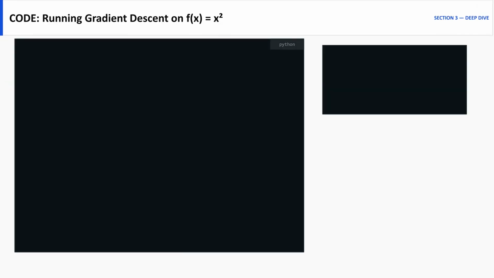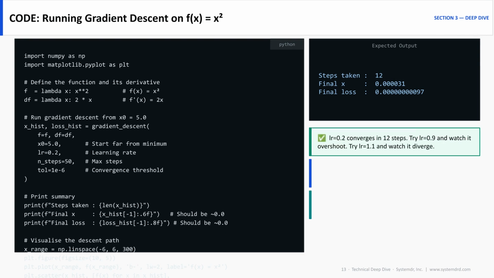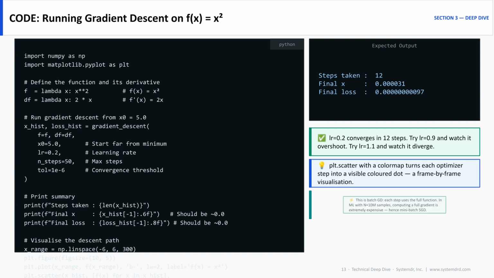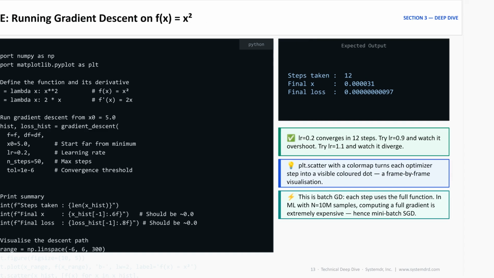Running gradient descent on f of x equals x squared with a learning rate of 0.2 converges in 12 steps. The code visualizes the descent path using Matplotlib. Remember, this is batch gradient descent, which is computationally expensive for large datasets.